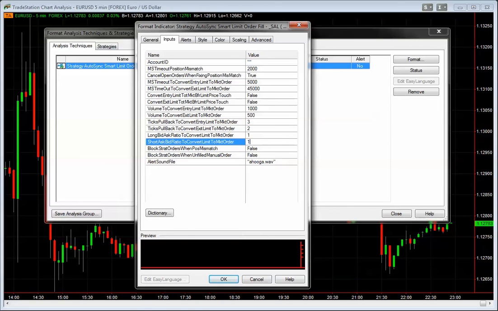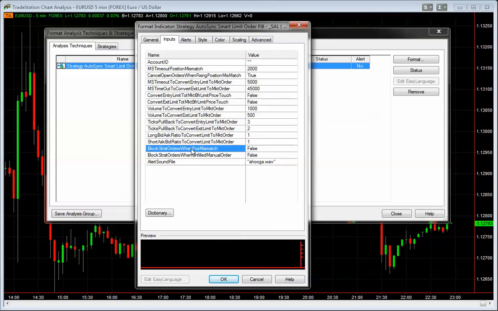What I like to point out is there's 4 different functions for forcing a limit order to convert to a market order. There's a timeout from which it's first touched. There's volume that's transpired since the limit order is touched. There's ticks pullback since the limit order is touched. And there's the bid-ask size ratio or the ask-bid size ratio. All 4 of these can work together. They can all be enabled, and whichever one is triggered first will force the limit order to convert to a market order. Or if none are triggered, then the limit order will never be converted to a market order.